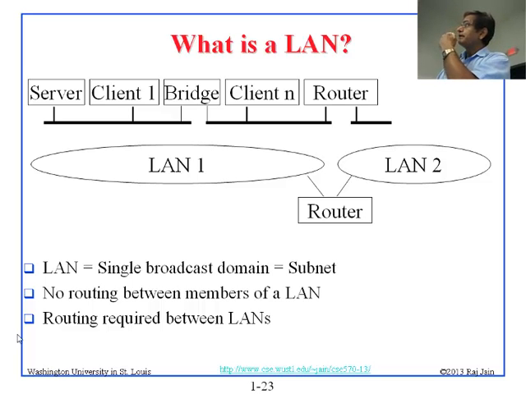Here, these two people are on the same LAN because they are connected by a bridge. When somebody broadcasts here, it will arrive over there. Broadcasts are forwarded by the bridge. What does a bridge not forward? There is something that a bridge does not forward.